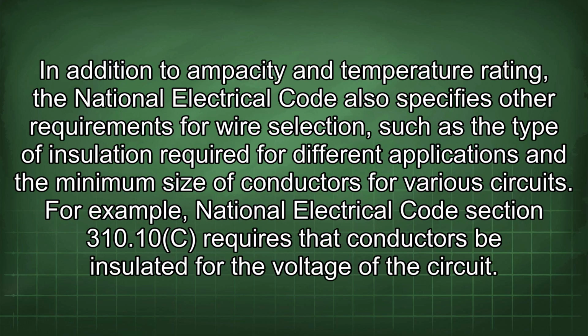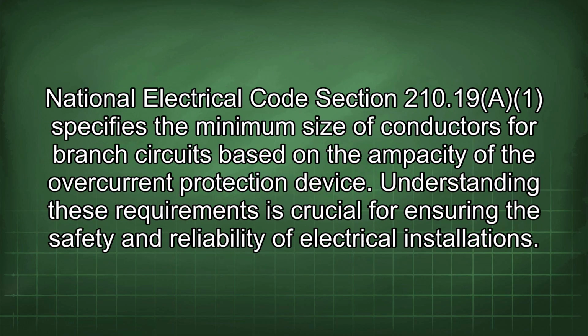In addition to ampacity and temperature rating, the National Electrical Code also specifies other requirements for wire selection, such as the type of insulation required for different applications and the minimum size of conductors for various circuits. For example, National Electrical Code Section 310.10(C) requires that conductors be insulated for the voltage of the circuit. Section 210.19(A) specifies the minimum size of conductors for branch circuits based on the ampacity of the overcurrent protection device. Understanding these requirements is crucial for ensuring the safety and reliability of electrical installations.